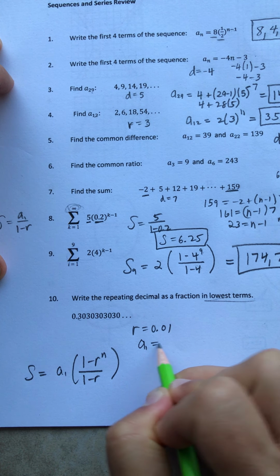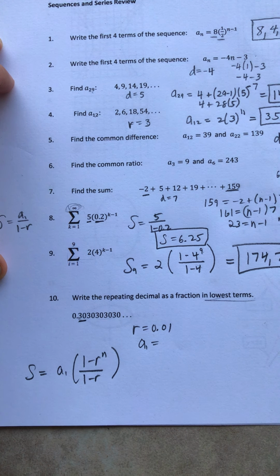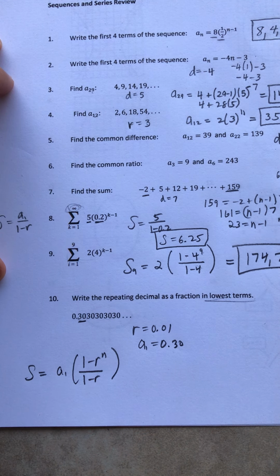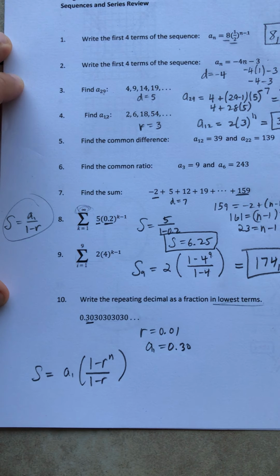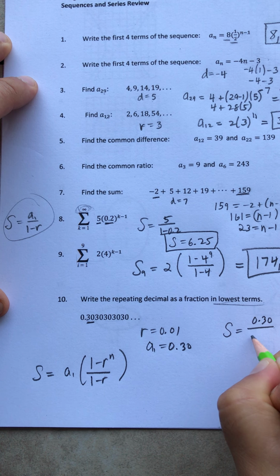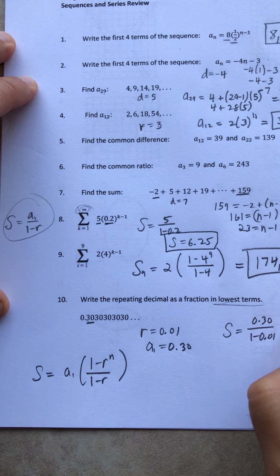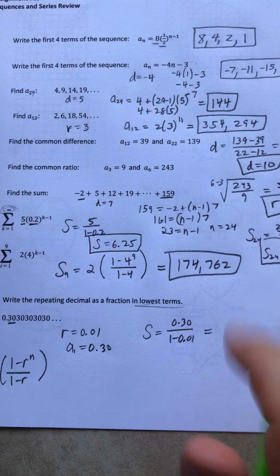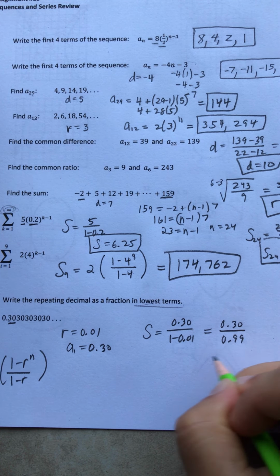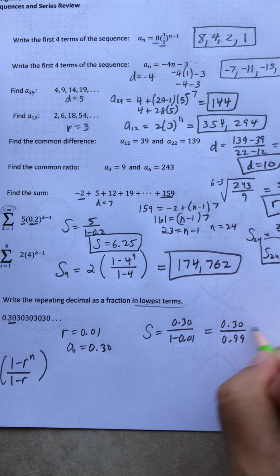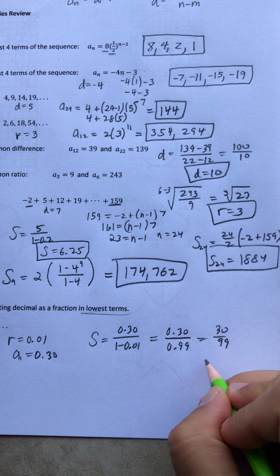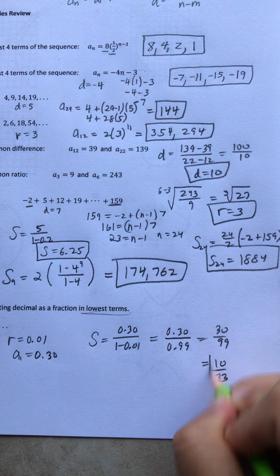The first term is the first number before the repeating starts. So my first term is 0.30. So I'm going to plug into this formula right here, sum of an infinite series. So s is equal to 0.30 over 1 minus 0.01. So that's going to be 0.30 over 0.99. So I can multiply by 100 on each side to get 30 over 99. Divide these both by 3, and I get 10 over 33.